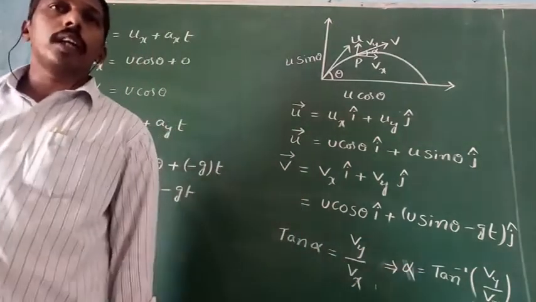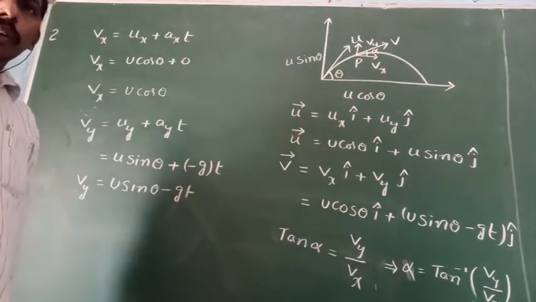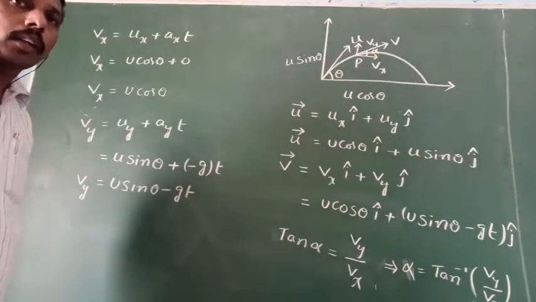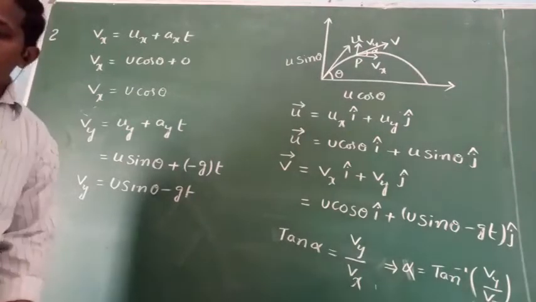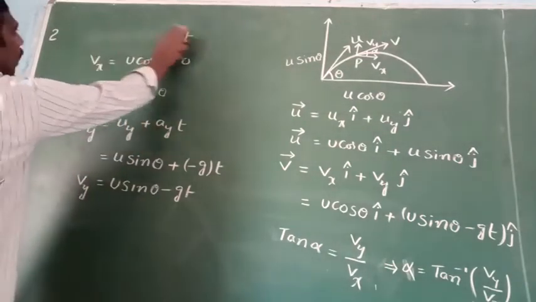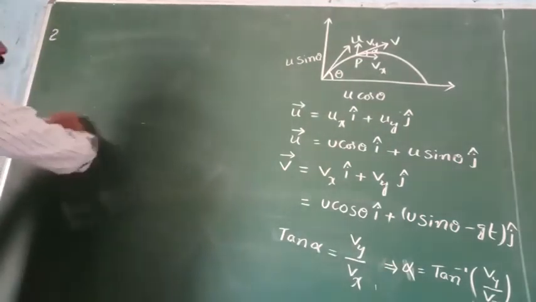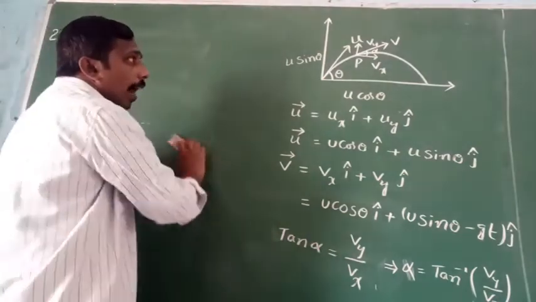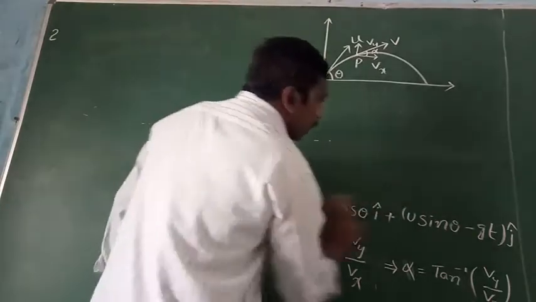Velocity after t seconds. Okay, so like we can find the initial velocity vector and the velocity vector after t seconds. And next, if you observe here, the particle is simultaneously traveling along the horizontal direction and the vertical direction. What maximum height does it reach?